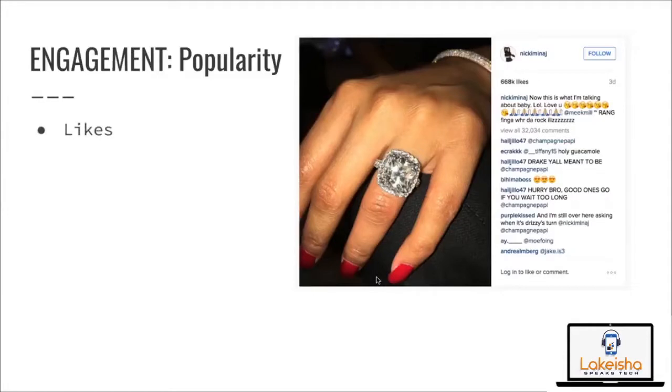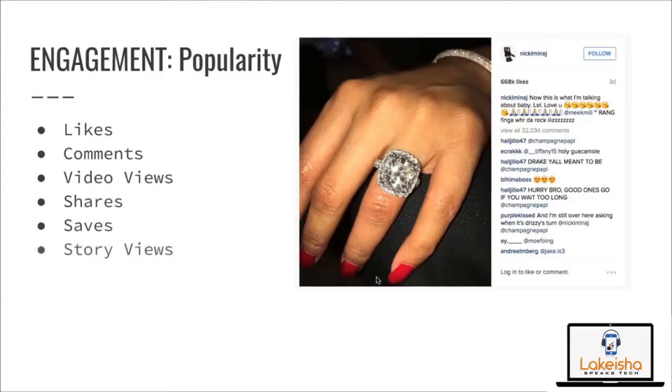So when we're talking about engagement, Instagram is looking at how many likes a post has. They're looking at the comments, the video views, the shares, the saves, the story views. You know how you can now do stories similar to Snapchat, live video views as well. So they're taking all of this into account whenever they're looking at the popularity of the post.